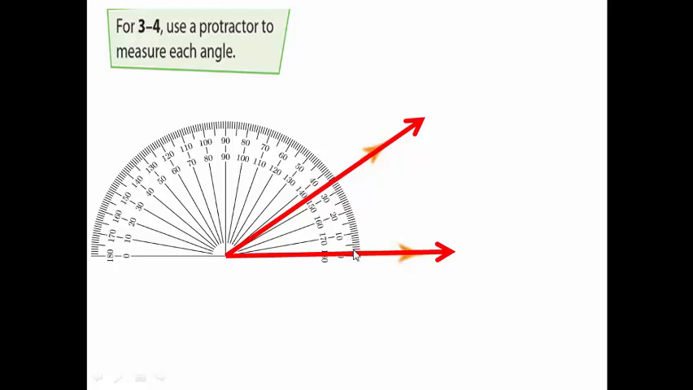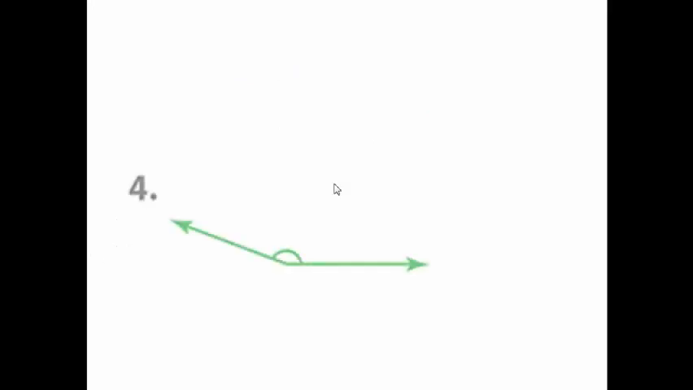I start to count from the first ray to the second ray. We will count starting from the 0. I have 0, 10, 20, 30, 31, 32, 33, 34, 35. So this angle is 35 degrees. Another example to understand how to measure these angles.